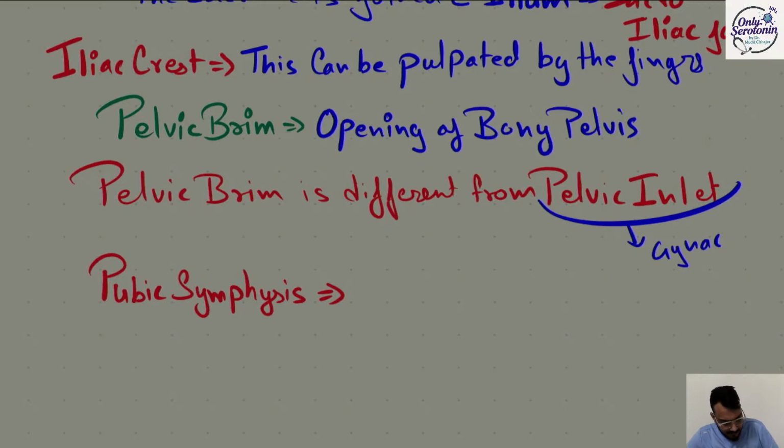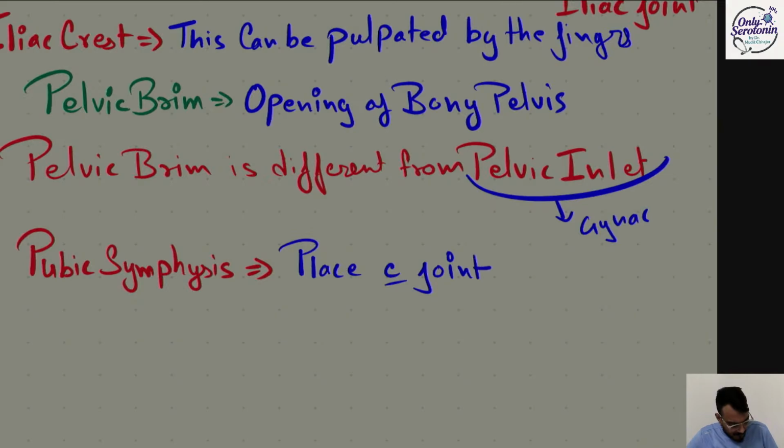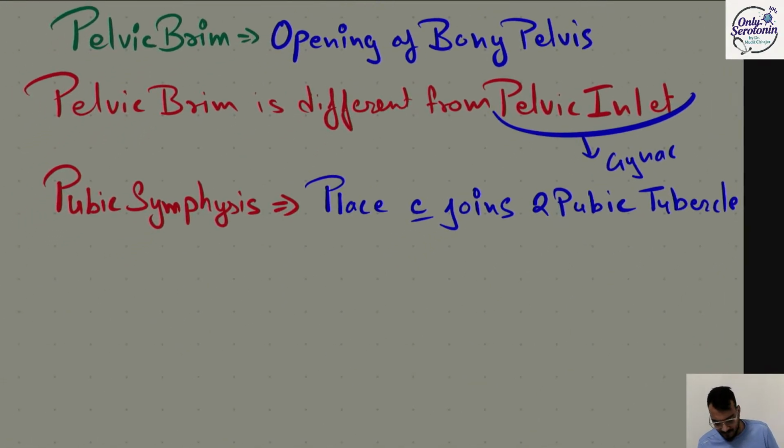We are having pubic symphysis then. Already discussed, pubic symphysis is what, guys? It is a place which joins two pubic tubercles. So two pubic tubercles are joining with each other and they are joined to each other with the help of this secondary cartilage. Name of this cartilage is what? Is your pubic symphysis, right?